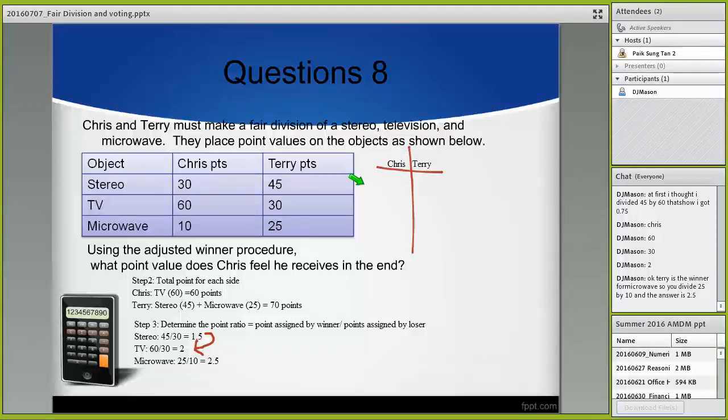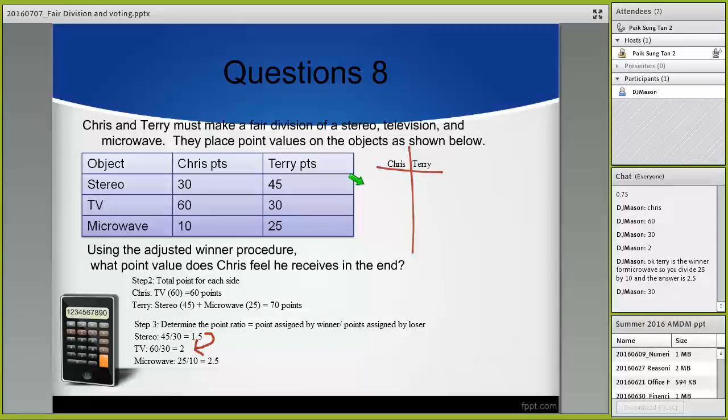How many points did Chris assign for the stereo? 30. So for him, he already got a TV. If he got a stereo, he would just get another 30 points, right? Because that's what he thinks it's worth. So 30 points. Okay?